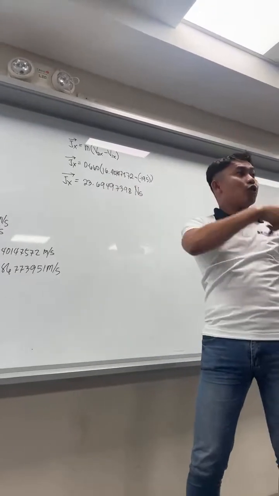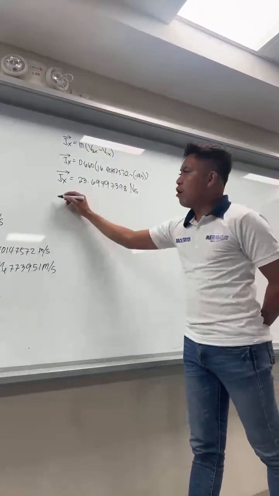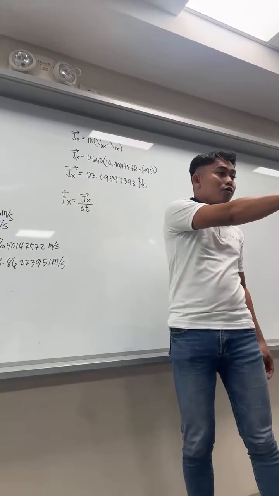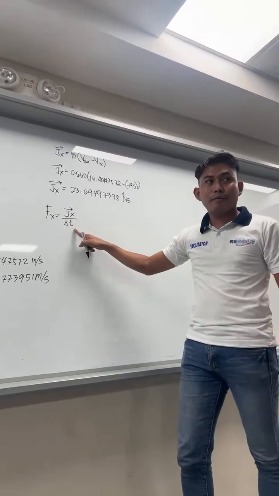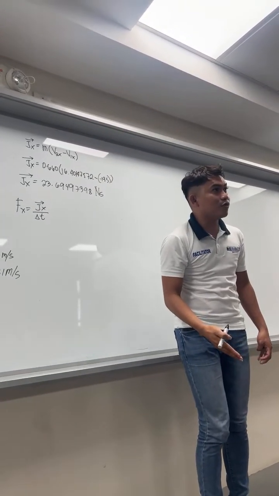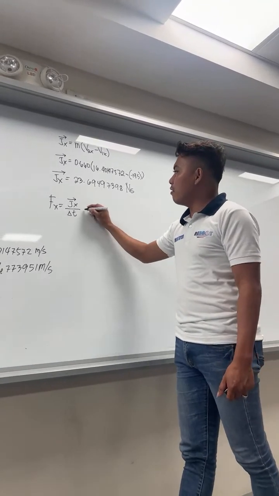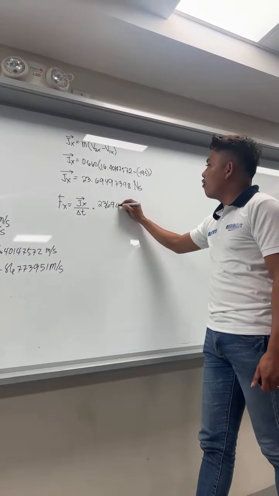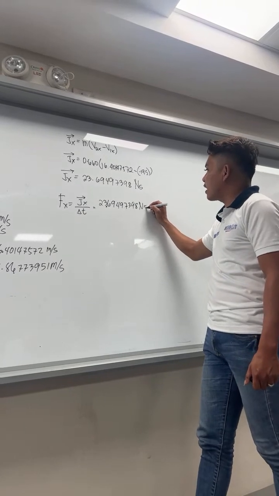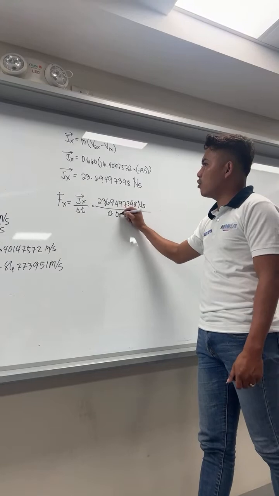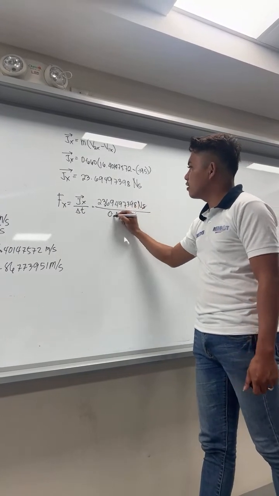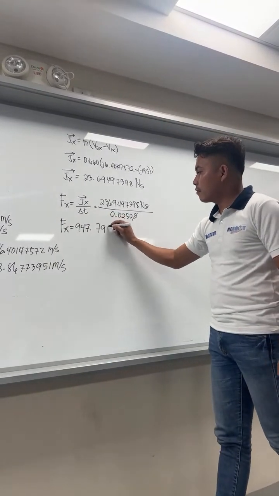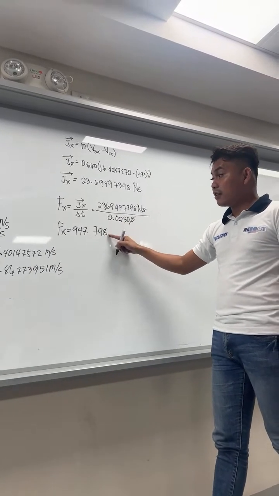Now, after this one, we go directly to the force. The force formula is the impulse of x over the change of time. 23.697398 newton second divided by the change of time, which is 0.0250 seconds. That gives 947.98956.